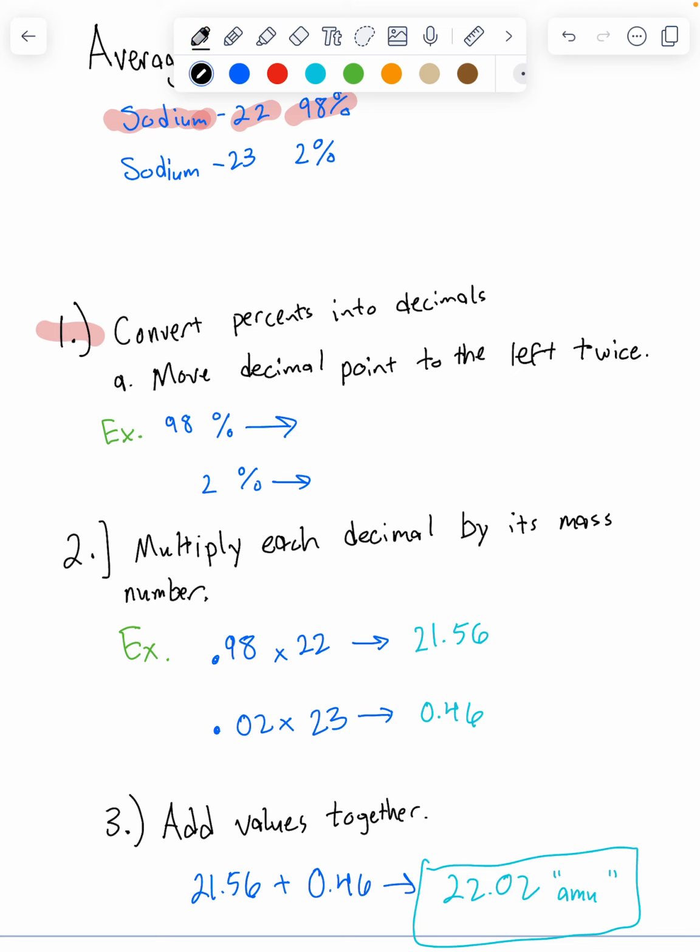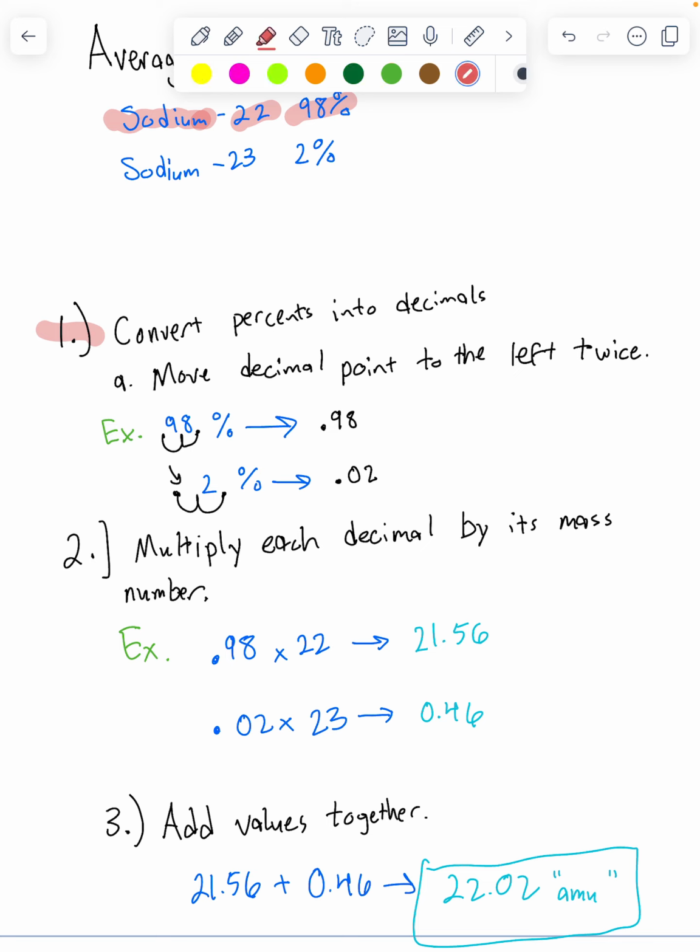All you're going to do is find the decimal point and move it to the left twice. You'll notice on my number 98 here, there's no decimal, so that decimal automatically goes at the very end. Move it to the left twice and you end up with 0.98. 2% here, no decimal point. It goes to the end. Move it to the left twice. We have an extra spot here, so it becomes 0.02. Zero is in the extra spot there. That's all step one. You will just simply move over your decimal.